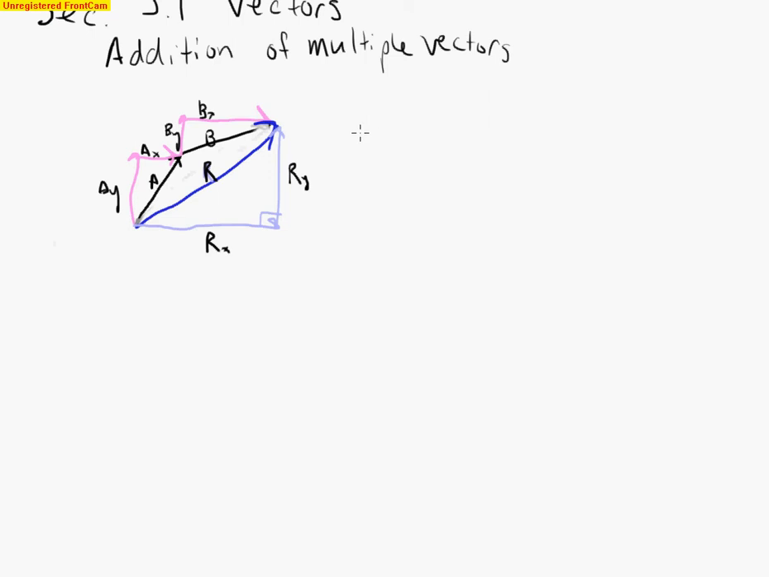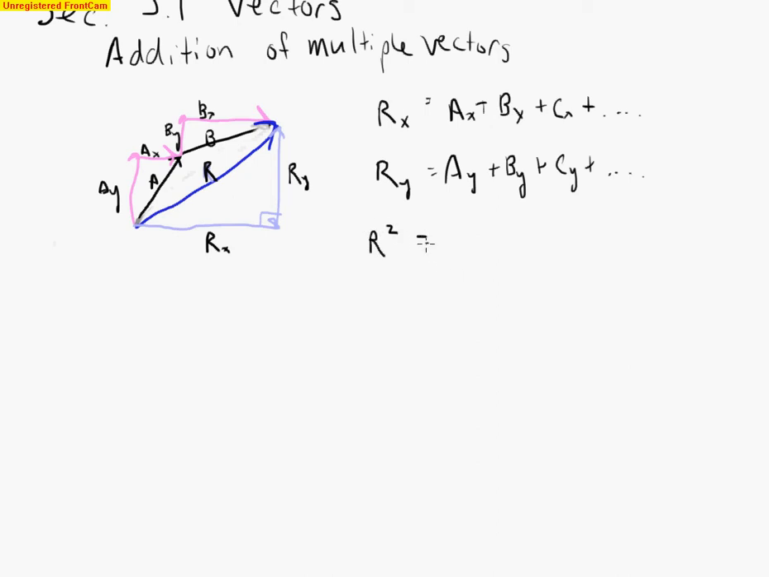So then in general, for an addition of any number of vectors, we could say that Rx is equal to Ax plus Bx plus Cx plus however many vectors you have, all their x components added together. And then Ry is the same thing, Ay plus By plus Cy plus dot dot dot. And then to find the value for R, you can just use the Pythagorean theorem, where R would be the hypotenuse. So R squared equals Rx squared plus Ry squared.